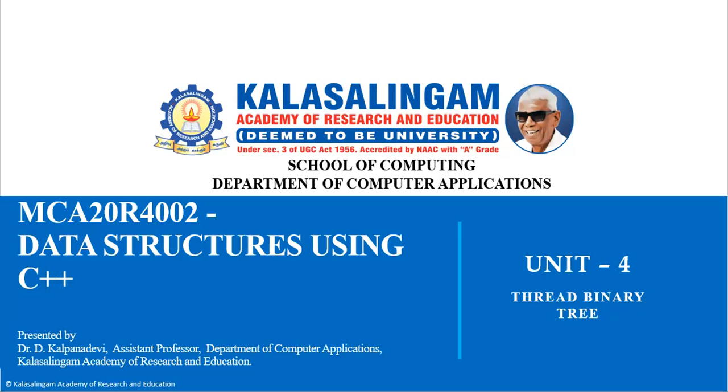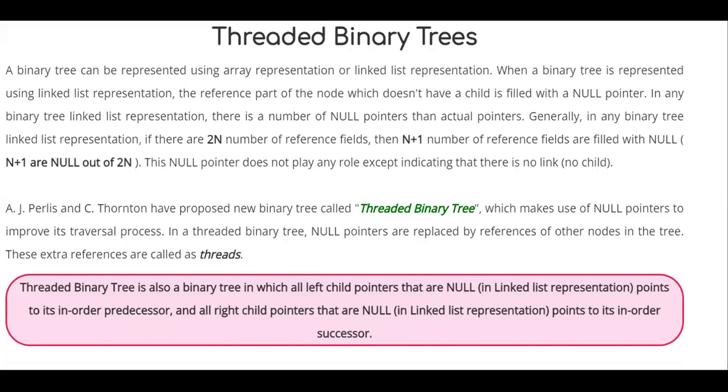Next, we have to see about the threaded binary tree. A binary tree can be represented using array representation or linked list representation. When the binary tree is represented by using a linked list, the reference part of the node which does not have a child is filled with a null pointer.